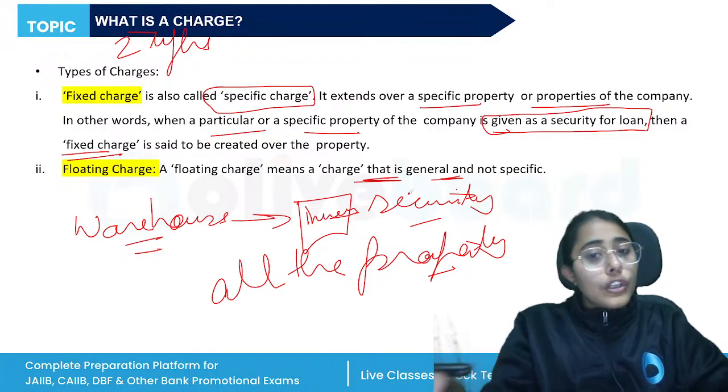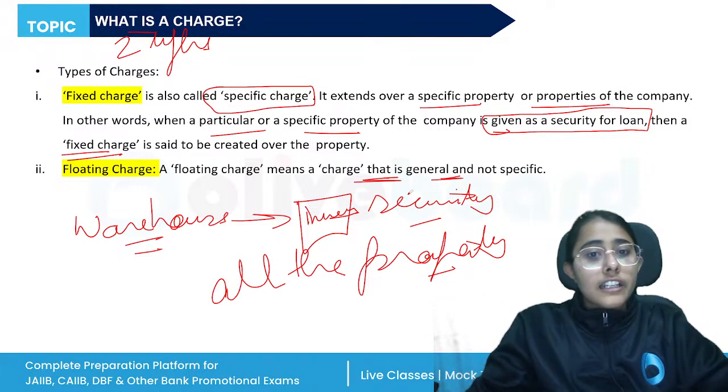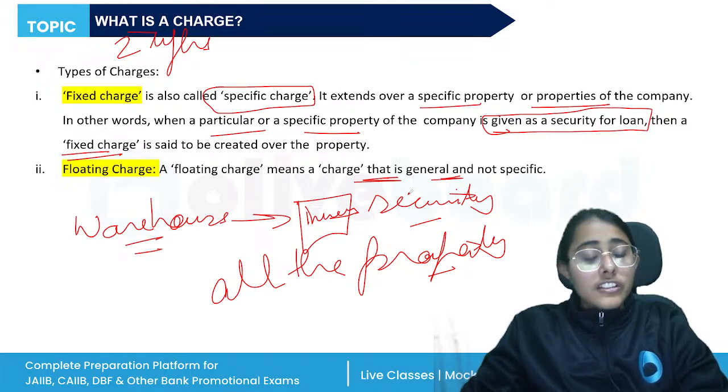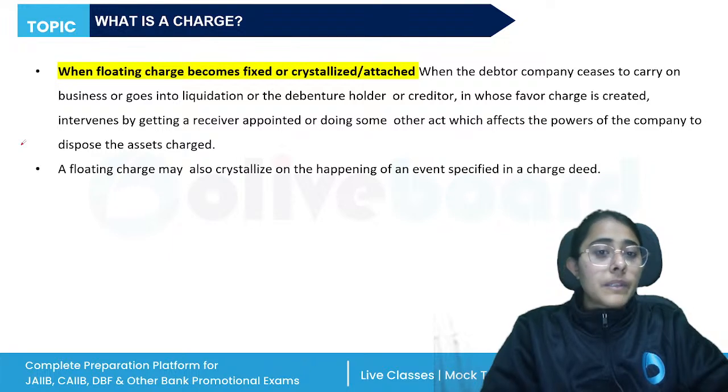So fixed charge is only on some specific property, whereas the floating charge floats over all of the property, and the company can still buy or sell. They can carry on with their normal ordinary course of business. They can deal with the property in any manner until the charge attaches, right? Now, there are certain circumstances in which this floating charge can get crystallized or convert into a fixed charge. So, when does a floating charge become a fixed charge or a crystallized or attached charge?